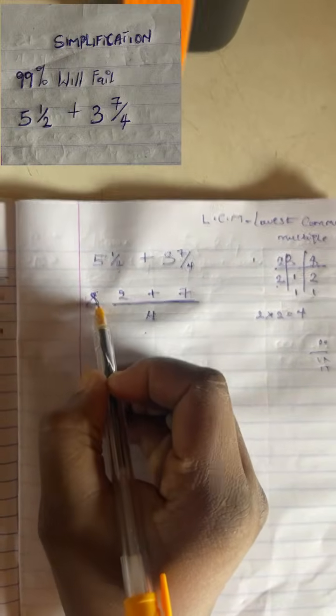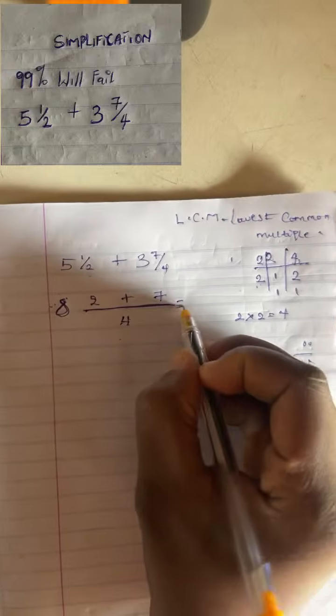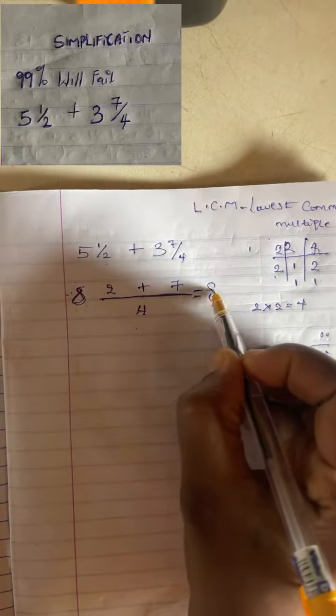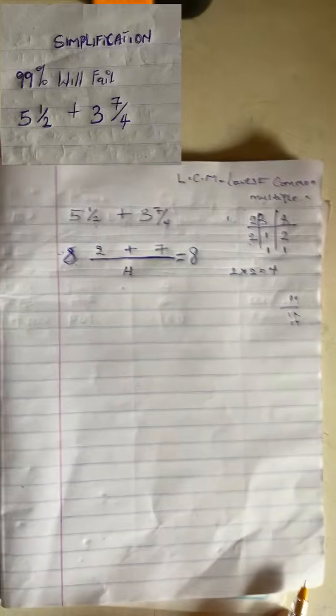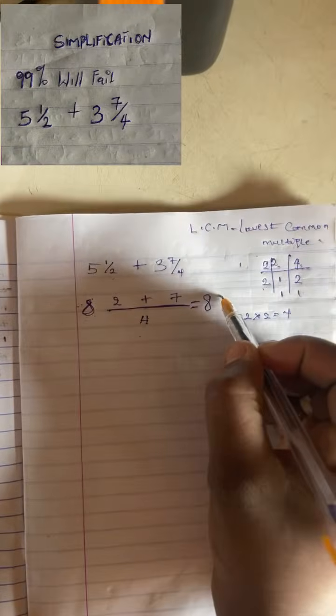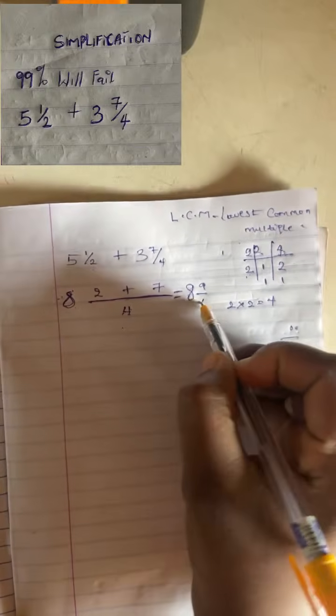You write it here as a whole number. Now, equal to, you bring down this 8 whole number. 2 plus 7 is what? 2 plus 7 is 9 over 4.